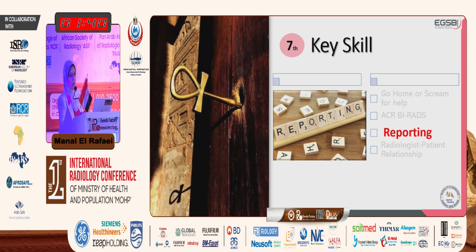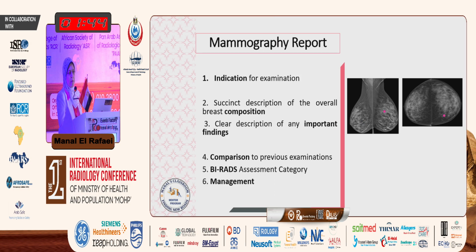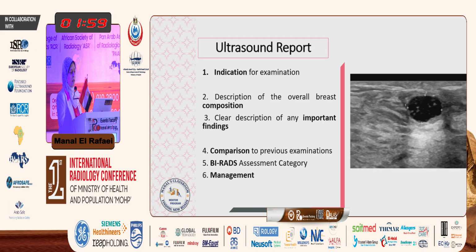Okay. The reporting: we have to make a well-structured report. So the mammography report should include the indication for examination, breast composition, and a clear description of the important findings. And then we have to do comparison with previous examination, give the BI-RADS assessment category, and recommend the management. The same applies for the ultrasound report.